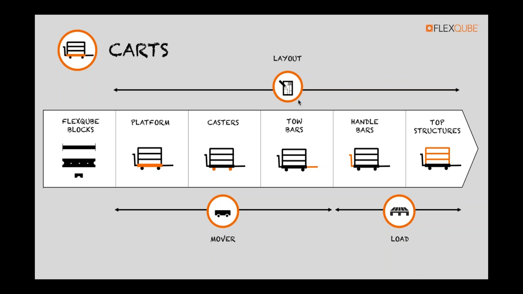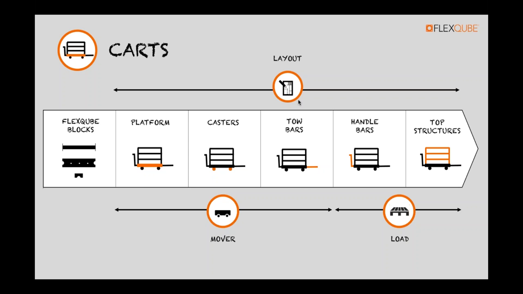So we start with a platform, then we add the casters. We add, for example, tow bars, handlebars, and then finally the top structures. So this is really going through each step, choosing different configurations, and based on that, you will end up with a cart that is custom made for your needs.